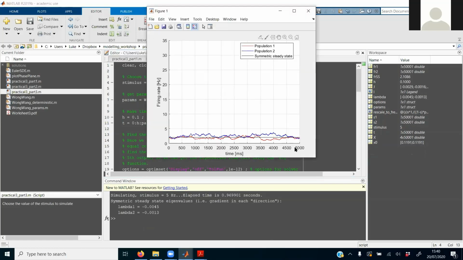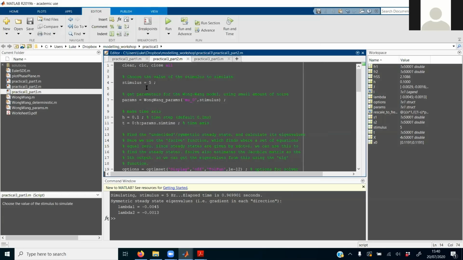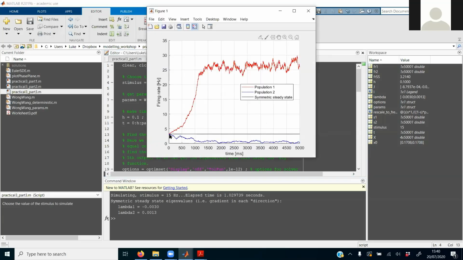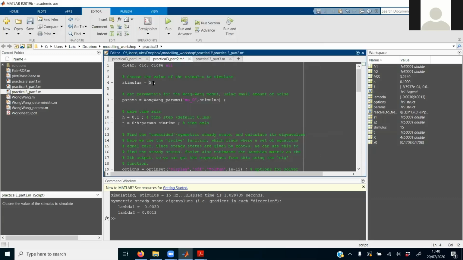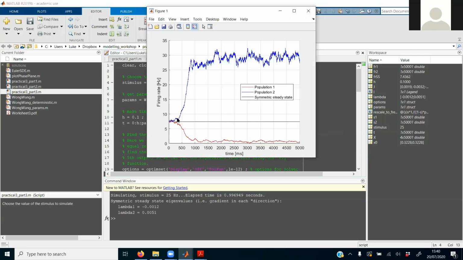No decision is made. We stay at this symmetric steady state. 15 Hertz, and we'll run it again. Now you can see we're repelled away from the symmetric steady state, and so we do make a decision. So population 1 was chosen here. And finally, 25 Hertz, and again, this decision was made.